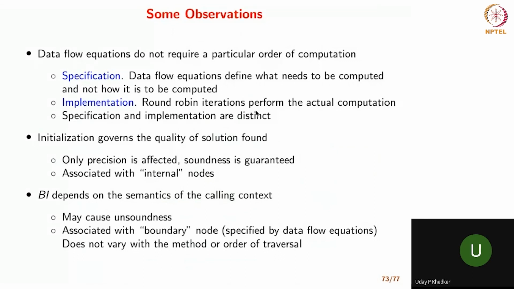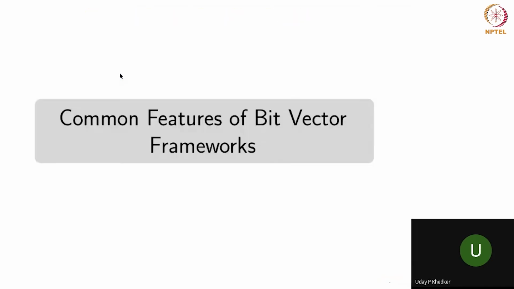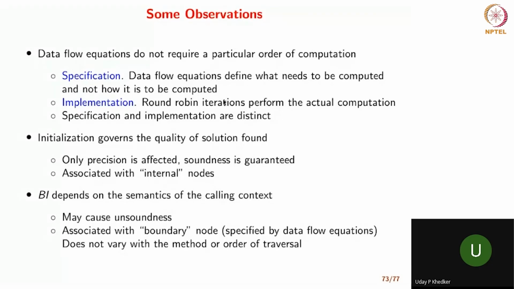One order may be efficient, the other order may be inefficient, but the eventual result is going to be the same. So data flow equations importantly make a distinction between specification and implementation. Data flow equations define what needs to be computed and not how it is to be computed. This is a declarative specification of what we need to compute. Implementation is through an algorithm. So we have used round robin analysis, iteratively performing, but there can be some other algorithm as well. And this is very nice.